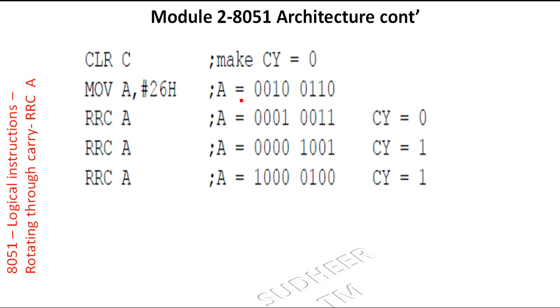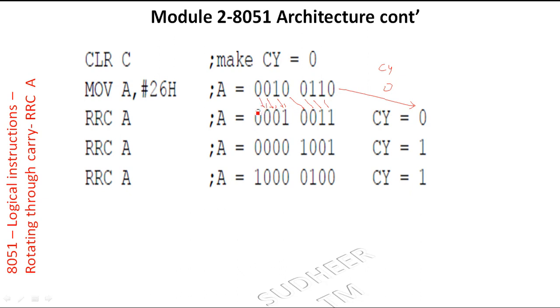Okay, so let us see this with an example. Clear CY at the beginning, so the carry flag is 0. CLRC will clear the carry flag. Move A comma 26, so 0 0 1 0 0 1 1 0 is the content of the accumulator. Then RRCA, what will happen? The carry flag was 0. While performing the rotation instruction, the carry flag will be modified with the D0 content. So D0 shifts here, then 1 shifts here, this 1 here, 0 here, 0 1 0 0.